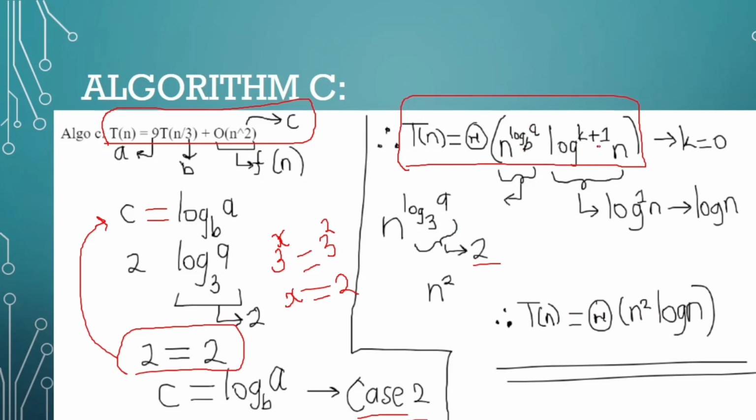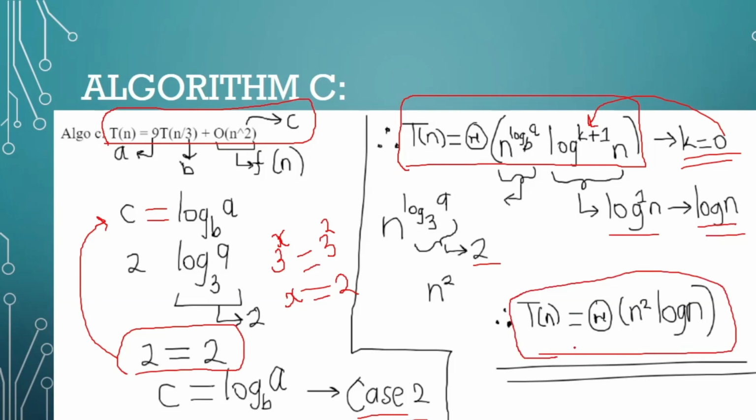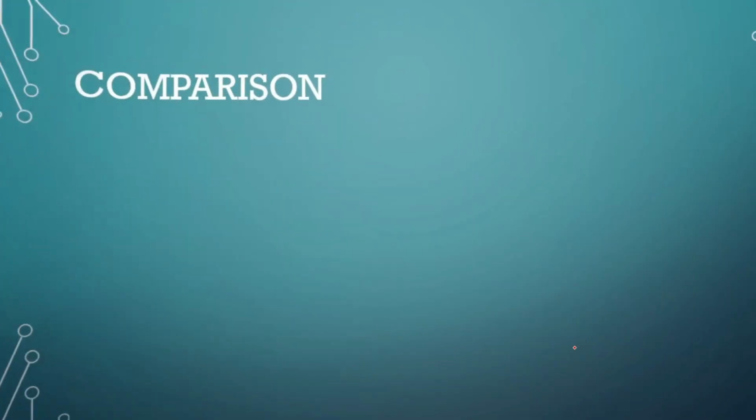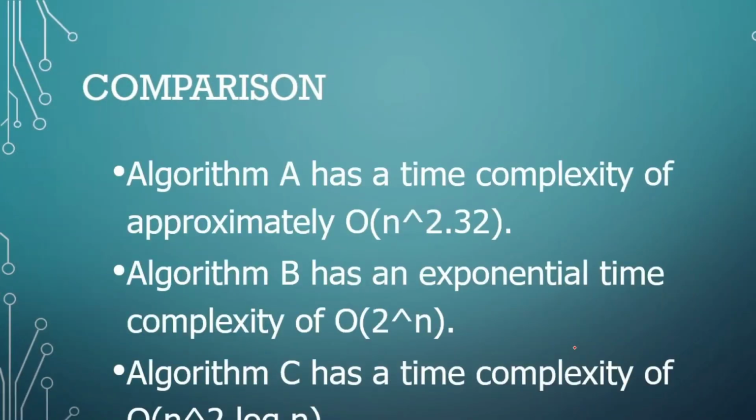And remember here we're having the log to the power of k plus 1, so k is the exponent of the logarithmic term, and in this case k equals 0, so 0 plus 1, we get log to the power of 1, which is just log, therefore we have log n, and we end up with our time complexity of T(n) equals big theta of n squared log n, which is a polynomial. So in comparison and in conclusion, we get that algorithm A has a time complexity of approximately big O of n to the power of 2.32, algorithm B is exponential time, and algorithm C has a polynomial time.